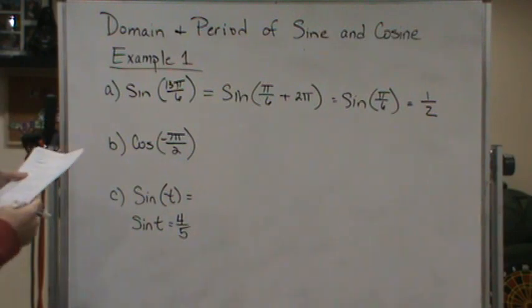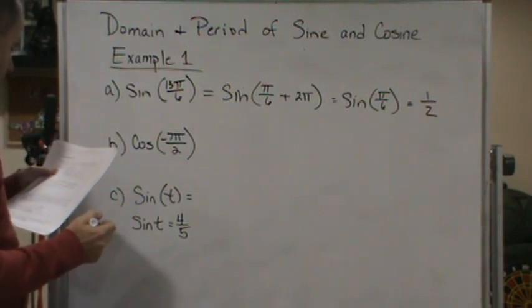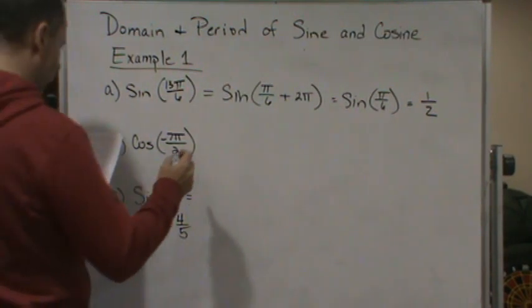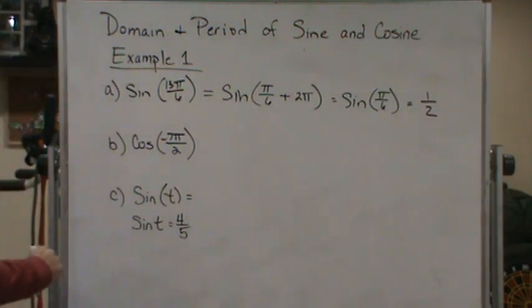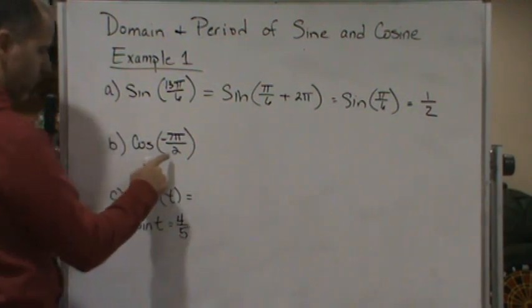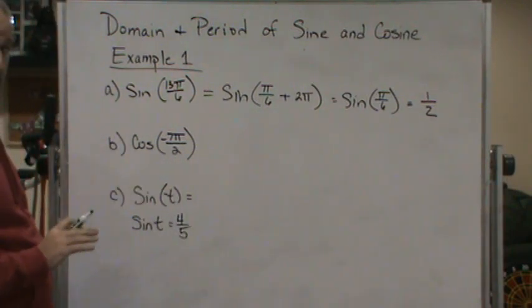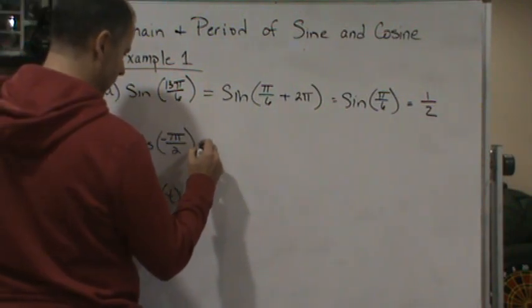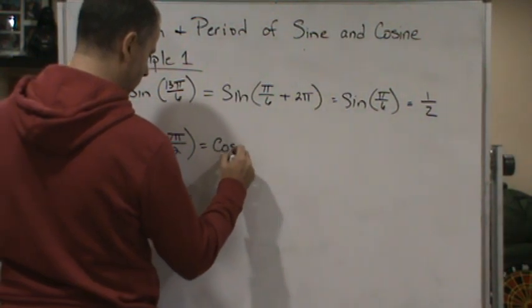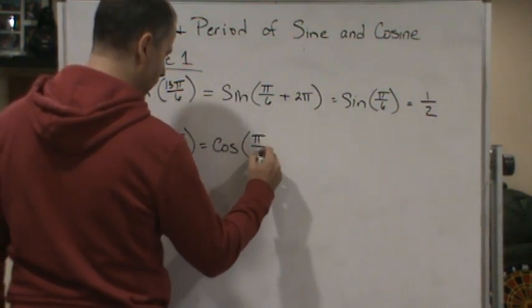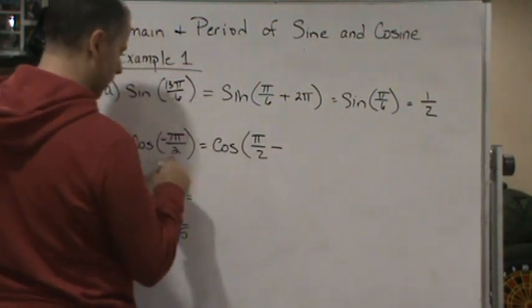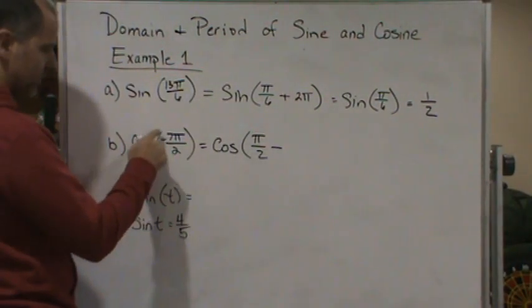So for part B, we have negative 7 pi over 2. Again, I noticed the 2 in the bottom, so I'm going to try to peel off a pi over 2 and see what I get. So this is going to equal cosine of pi over 2, and I'm going to subtract, right? So I need to subtract off.